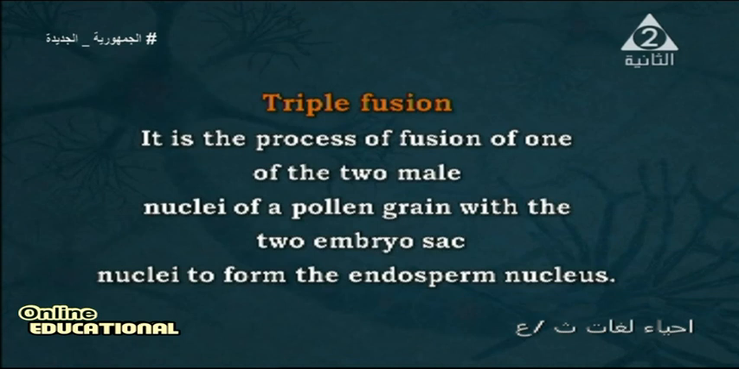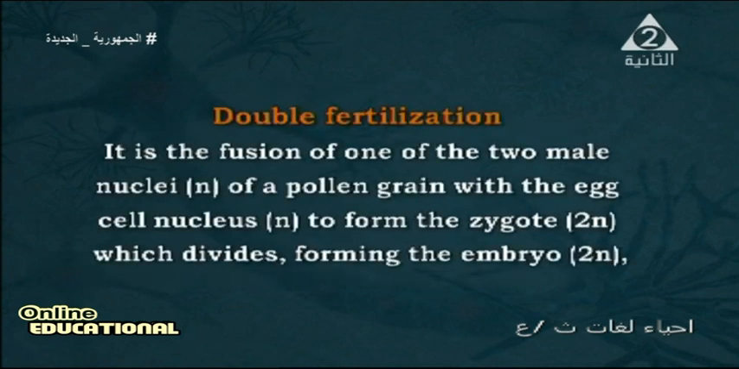What is triple fusion? Triple fusion means the process of fusion of one of the two male nuclei of a pollen grain with the two embryo sac nuclei to form the endosperm nucleus. This is a question that must be in last year's exam. What is the endosperm nucleus? The endosperm nucleus is a nucleus that contains three nuclei. Triple fusion.